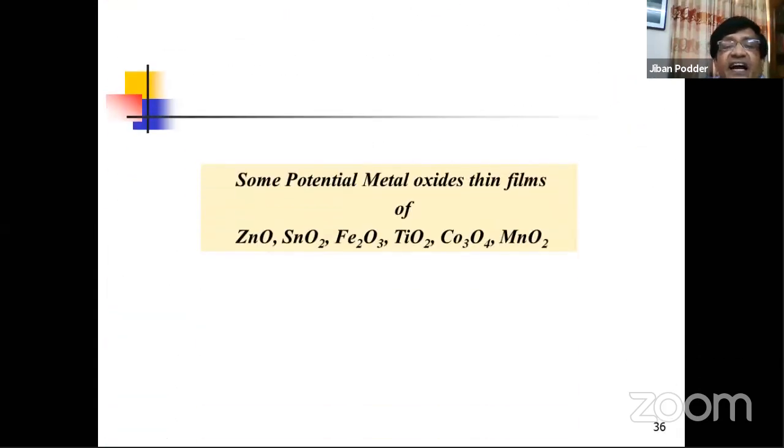Next, now I will show some slides about our thin film depositions. Mostly these films were deposited by my postgraduate research students, some PhD students, MPhil students, MSc students. They did all the thin film deposition and characterizations. First of all the zinc oxide, then I will show tin oxide, iron oxide, titanium dioxide, cobalt oxide, manganese oxide. So these are all oxide materials. I will show the results actually.